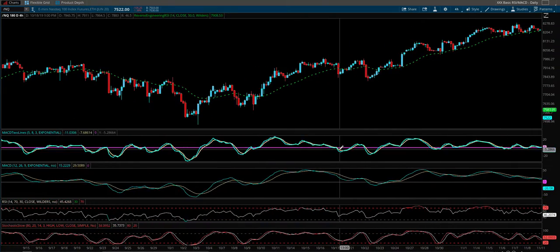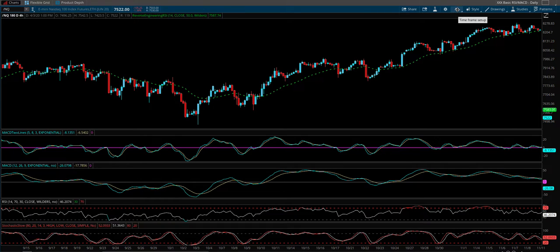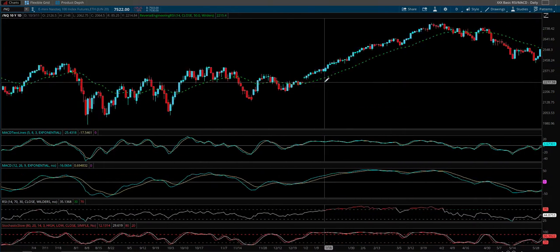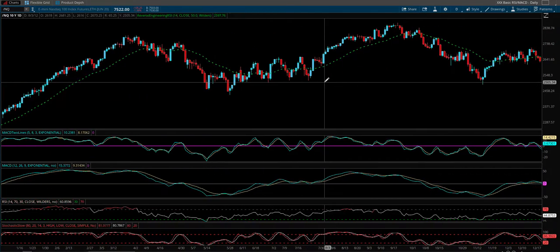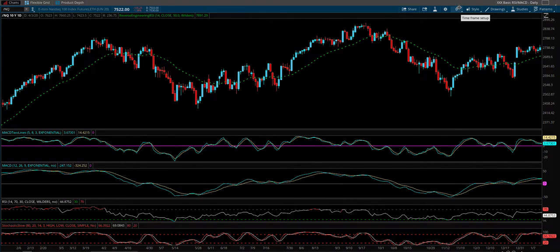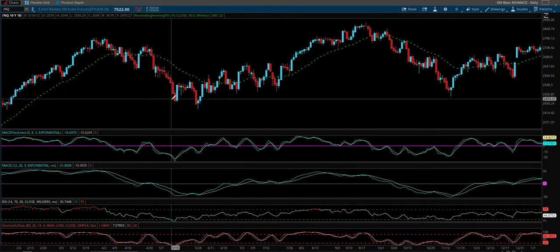So if you went to a, let's see, we went to a daily. They just don't happen as often, right? So here you're going to see a positive divergence on this daily on NQ. And the larger the time frame, obviously the bigger the move, right? So here you got the daily.